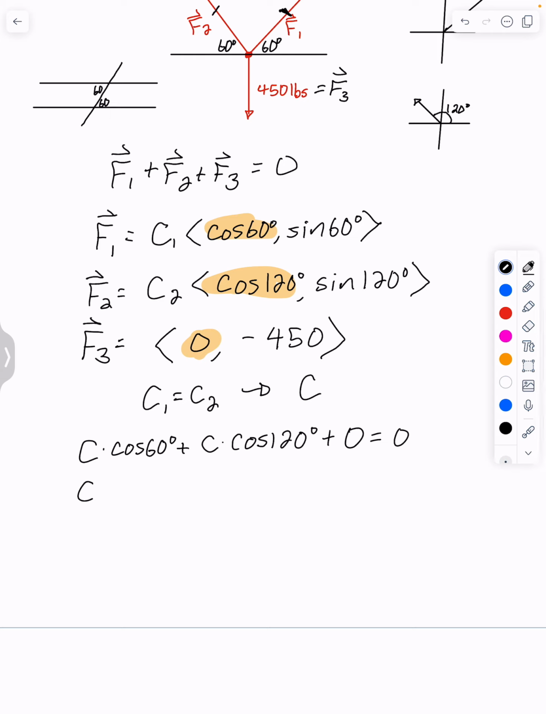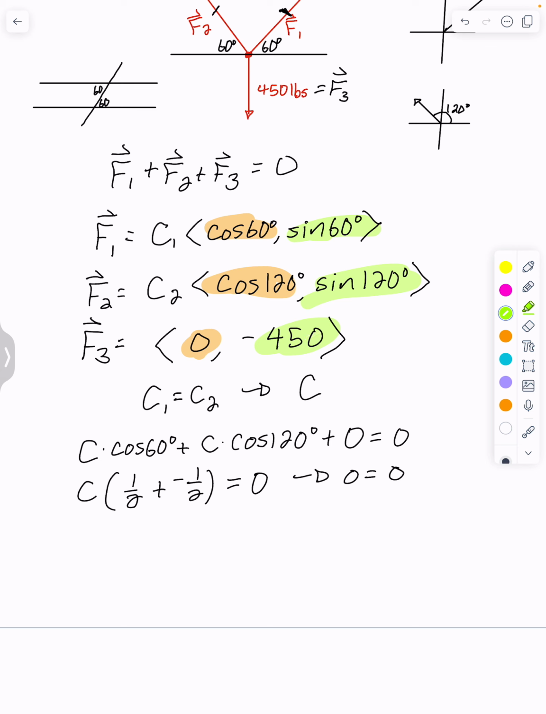Okay, and I'm going to go ahead and just factor that C out. I have a C here and a C here, so I'm going to factor it out. And cosine of 60 degrees is 1/2, plus cosine of 120 is going to be negative 1/2. So it really doesn't do anything for me. Do you see that it goes to 0? I get 0 equals 0. Okay, that didn't help.